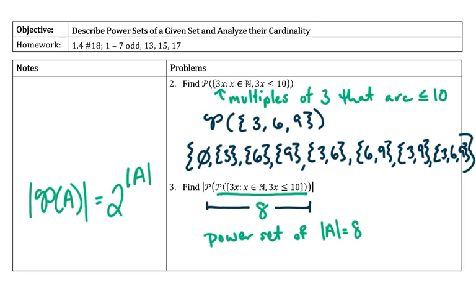Now the cardinality of that, which is what this is asking for here, would be equal to 2 to the 8. And that's a lot easier than coming up with all those answers, because that would be 256, just using a little bit of calculator magic. I don't want to write all 256 subsets of this set, but I now at least know how many there are.